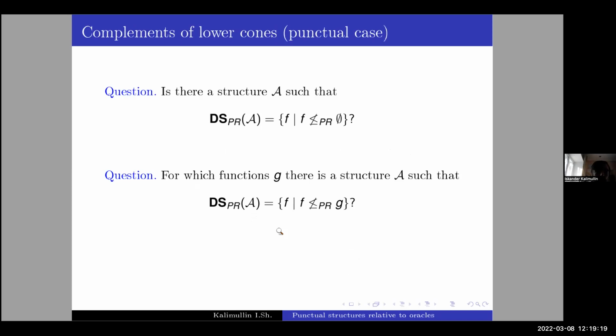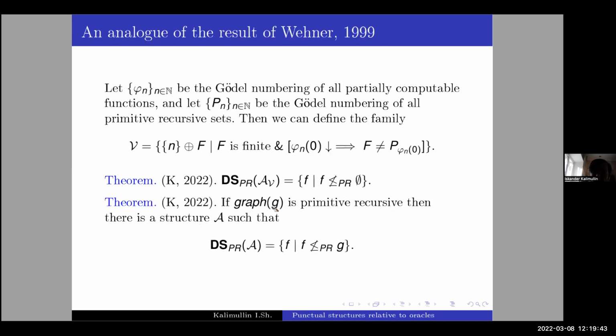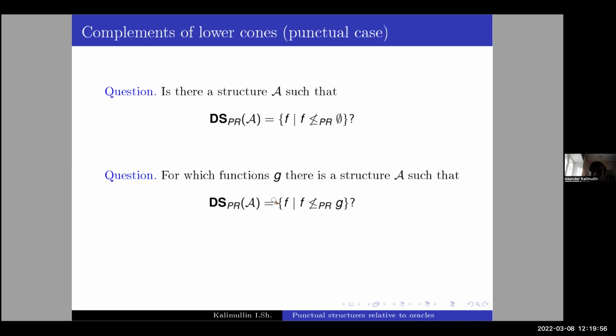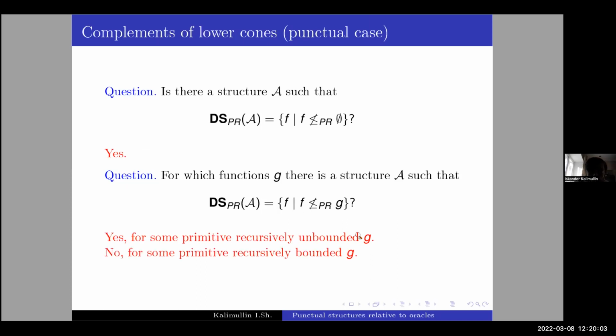And so, returning to these questions, we get a positive answer to the first question. We get some set of oracles where the complement of the degree spectrum is exactly a punctual degree spectrum, and it's for unbounded functions, because if G is not primitive recursive, then G cannot be bounded by a primitive recursive function, because otherwise G must be primitive recursive itself. So here G is unbounded, and in fact, for some bounded G, primitive recursive bounded G, we have a negative answer.